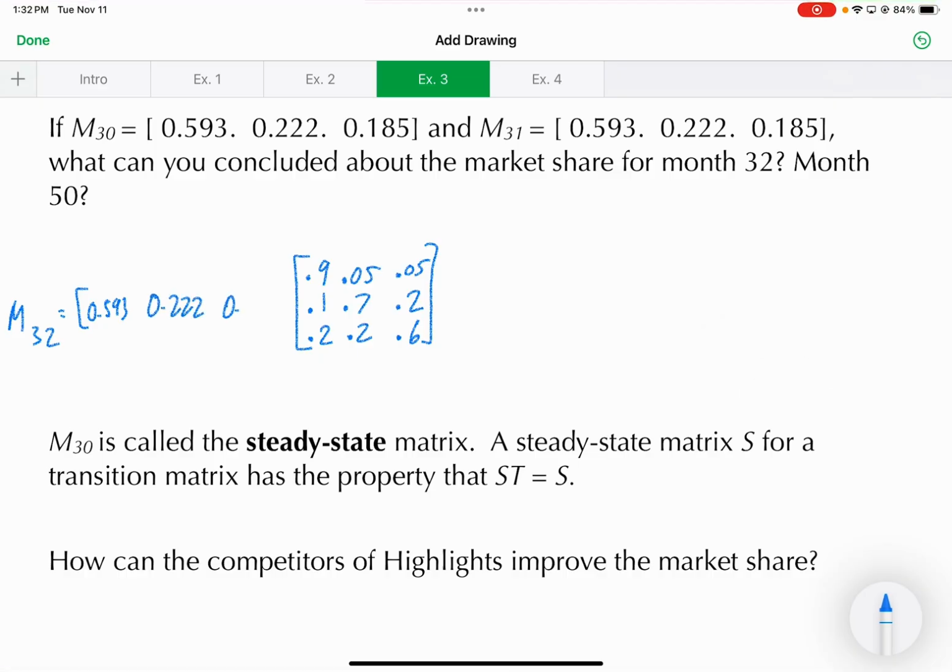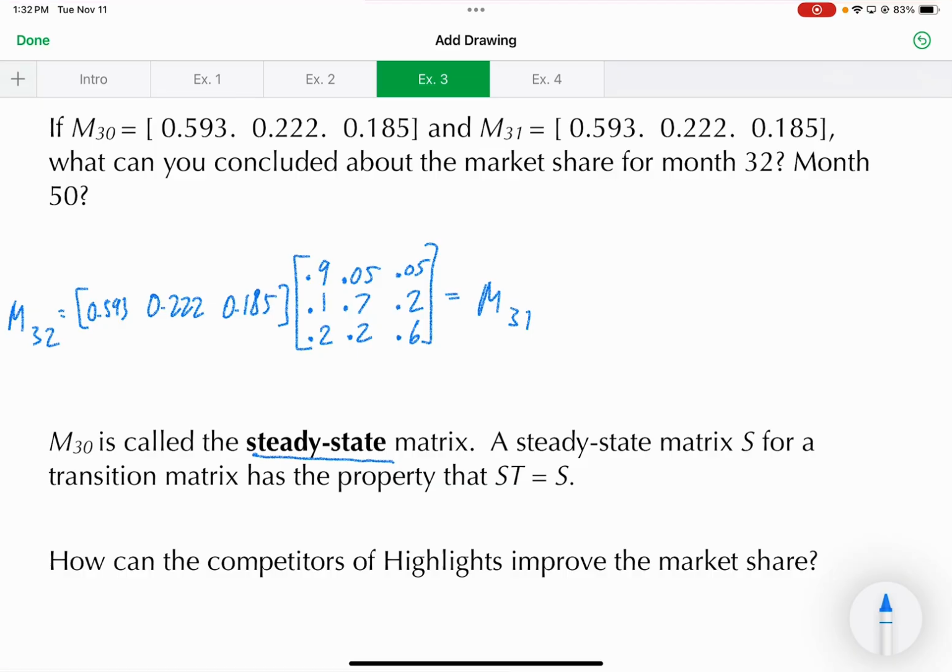0.222 and 0.185. If I multiply this, our reasoning is that we're going to get the same thing as M31. So it's going to be the same market share matrix, okay? Nothing should change. What about for month 50? Same thing, okay? If I multiply these by each other, we've shown that it's not going to change my values at all, okay? So this is what is called the steady state matrix, okay?